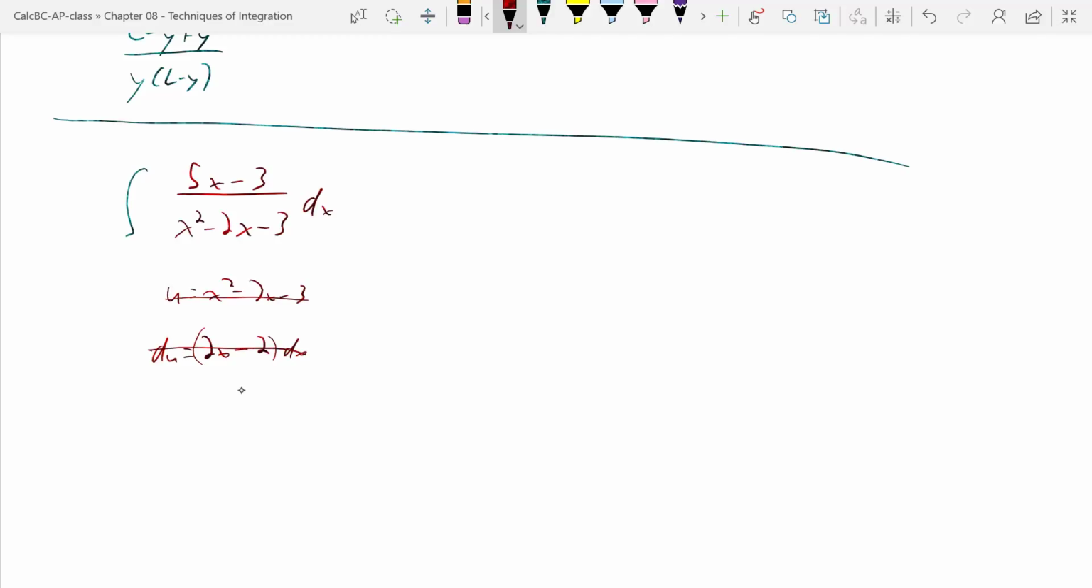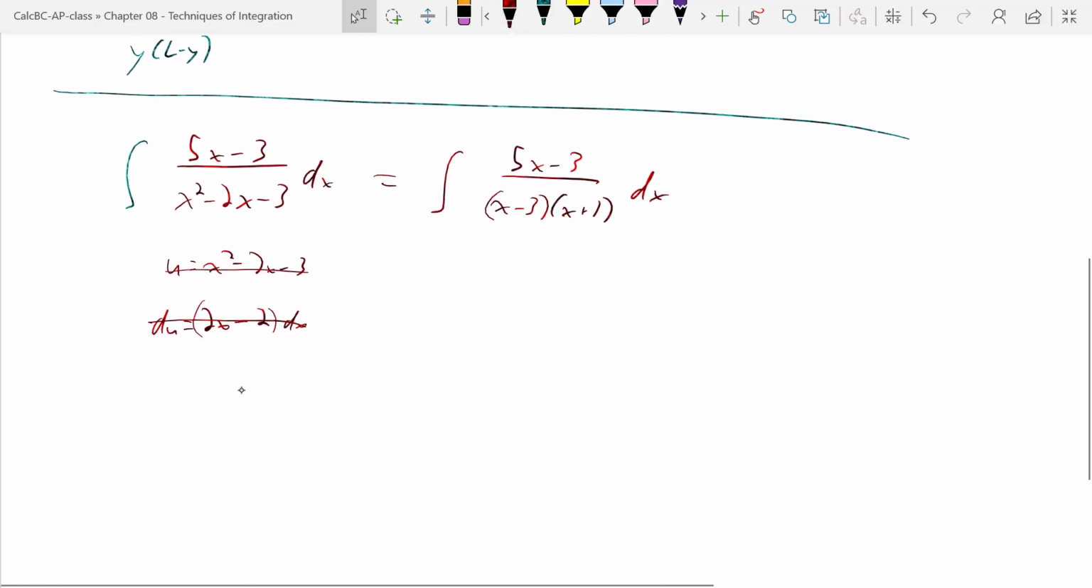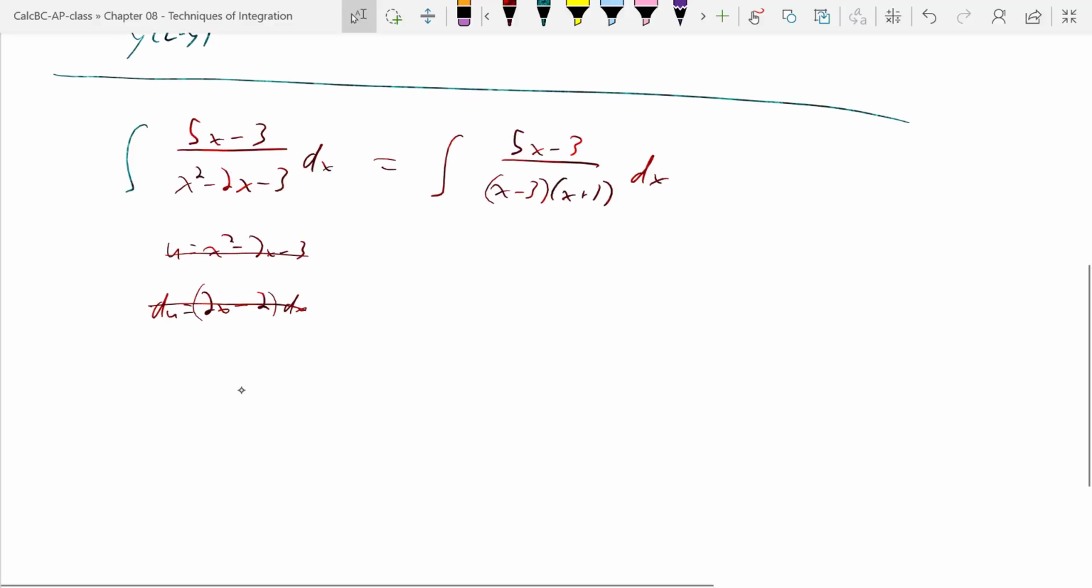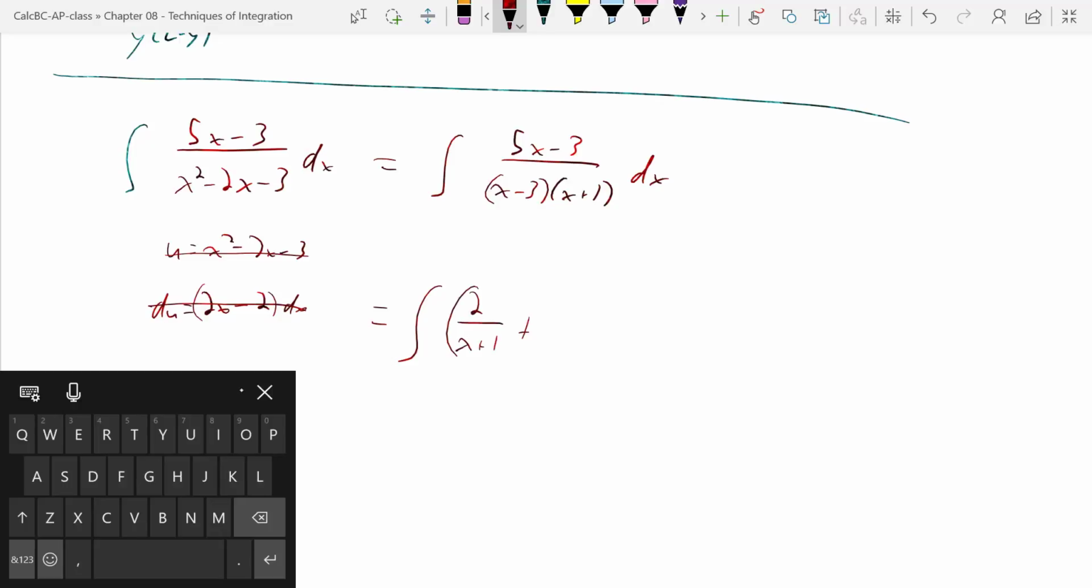But we're going to try a partial fraction strategy because I know that my denominator can factor. When we factor it, we get the integral of 5x minus 3 over x minus 3 times x plus 1 dx. This is a big clue that we can use a partial fractions strategy. So what I want to do is split this up into two things. I'm going to tell you right now that those two things are 2 over x plus 1 plus 3 over x minus 3 dx.